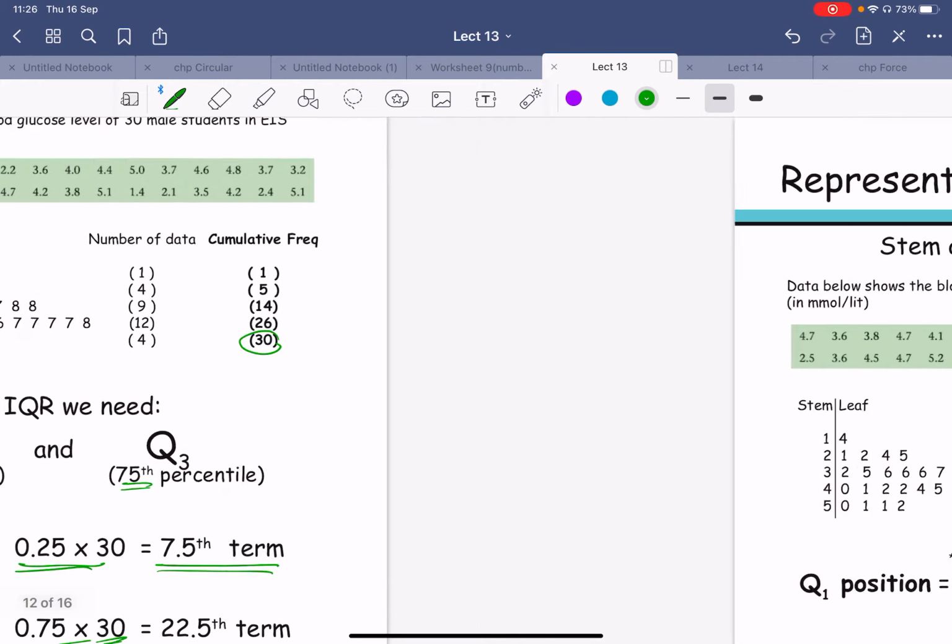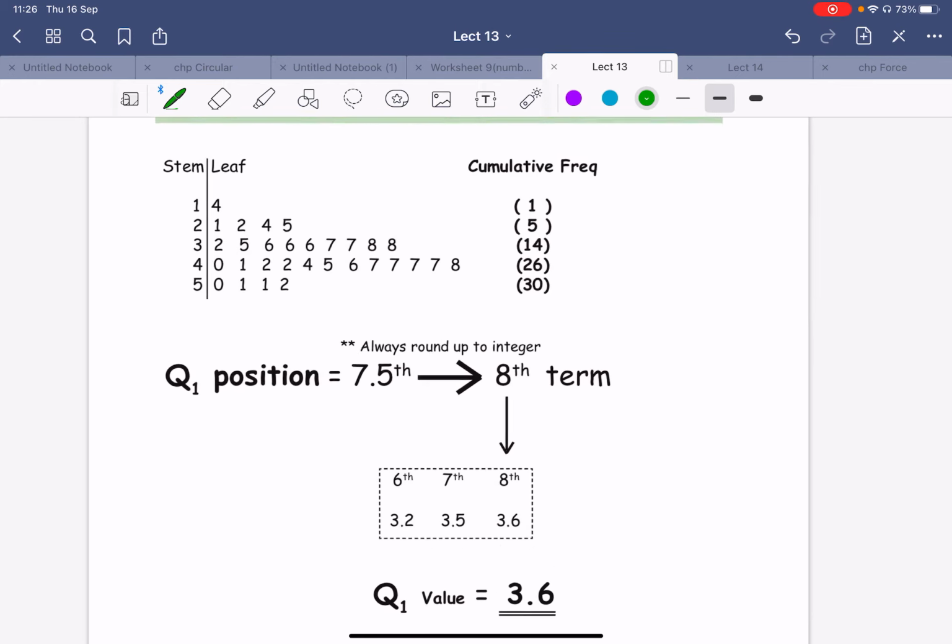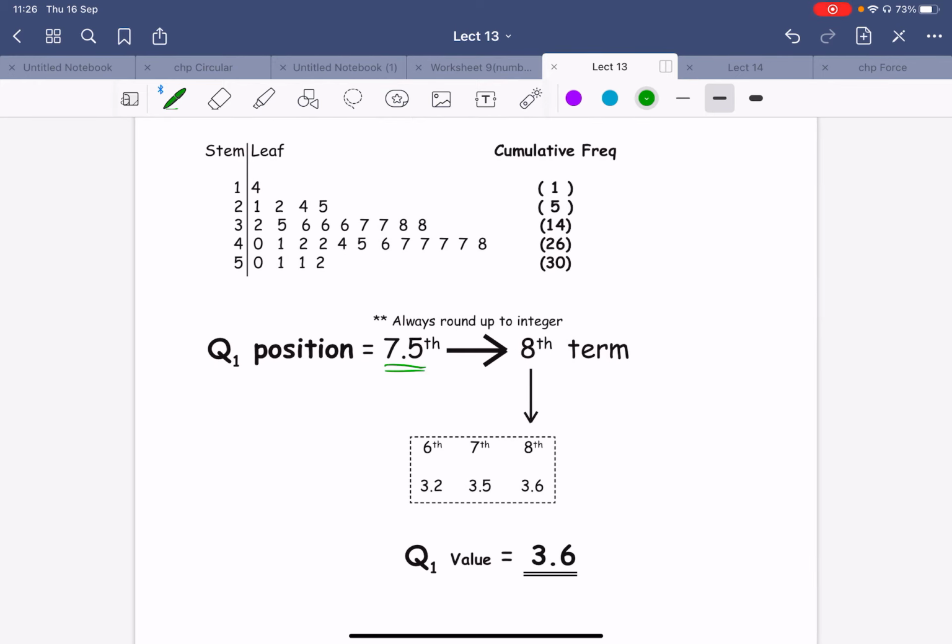So let's see how we can find the 7.5 position. We get 7.5. Make sure that you round it up, okay? So you round it to the 8th position. You can see that this is the 5th position, this is the 6th, the 7th, and the 8th position. The 8th position is 3.6. So just write Q1 as 3.6.